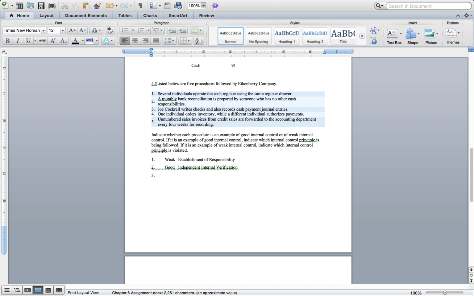That's one now. Joe Crockrell writes checks and also records cash payment journal entries. That's going to be a weak. There, that clearly violates segregation of duties.